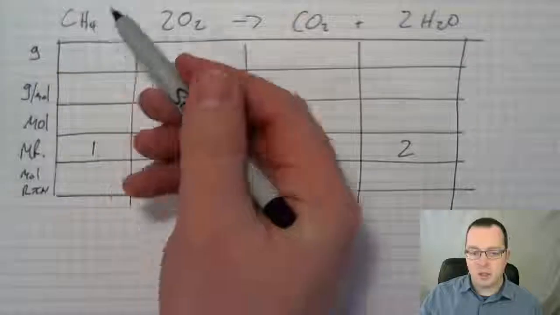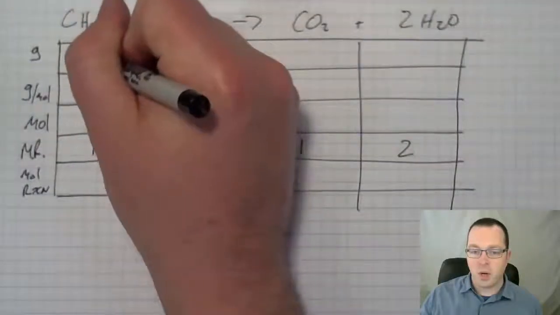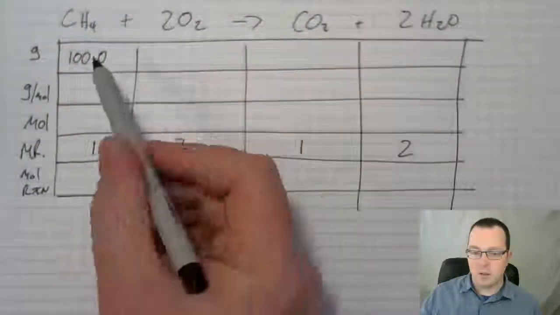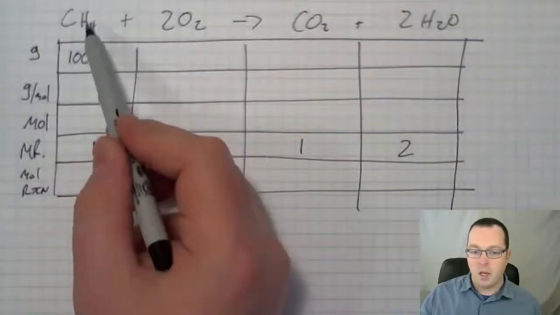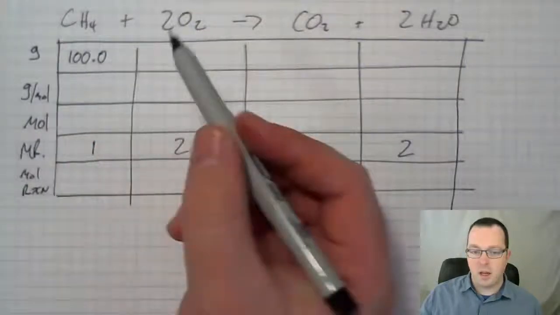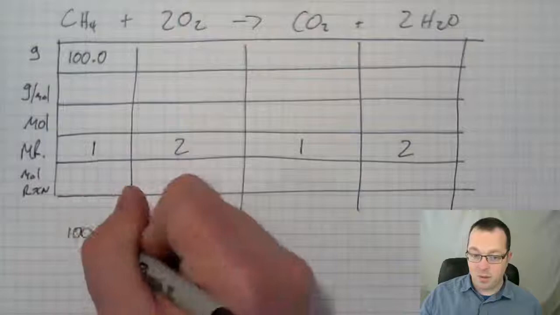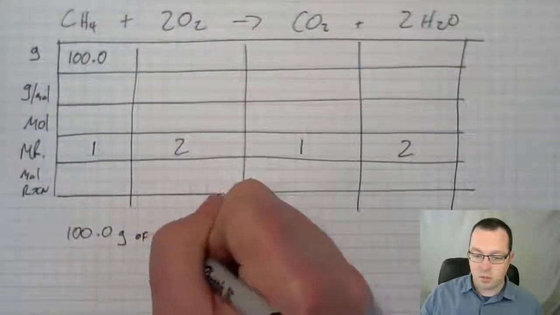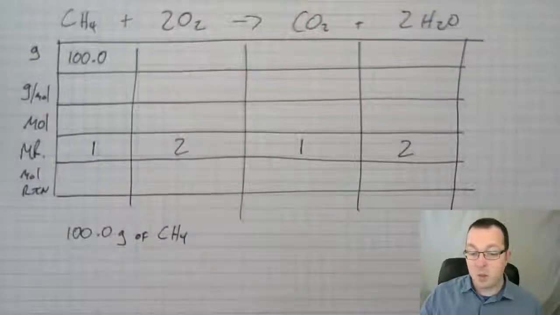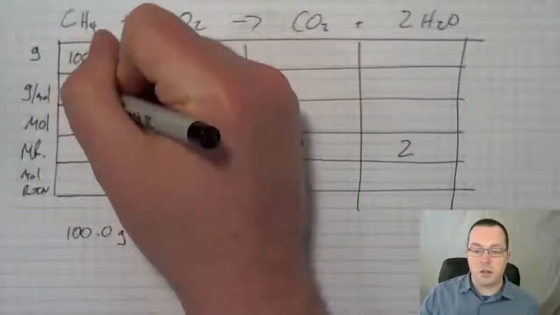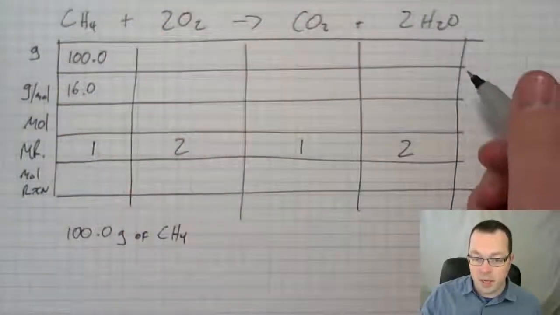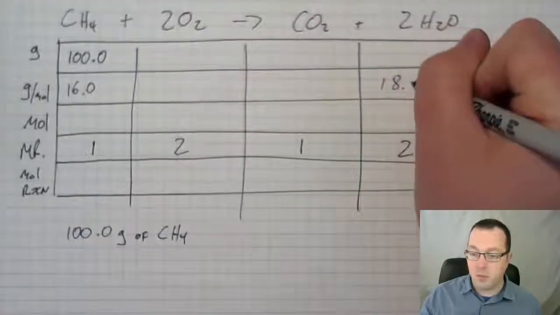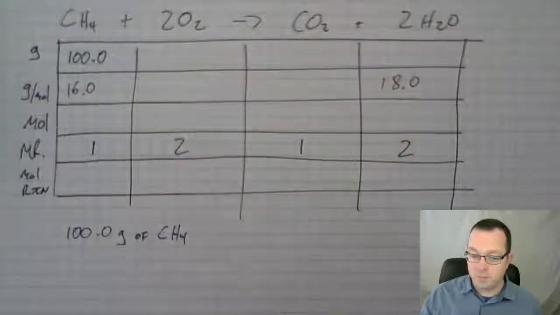Okay, so now let's see what we know. The only thing we knew from the problem was the grams of methane. So there's the 100 grams of methane. You've got to look at both the left-hand side and the top. So writing it out this way, 100 grams of methane is the same as putting it into that square in the box. Now what else do we know? We know the molar masses. So we write in the molar mass of methane and the molar mass of water.